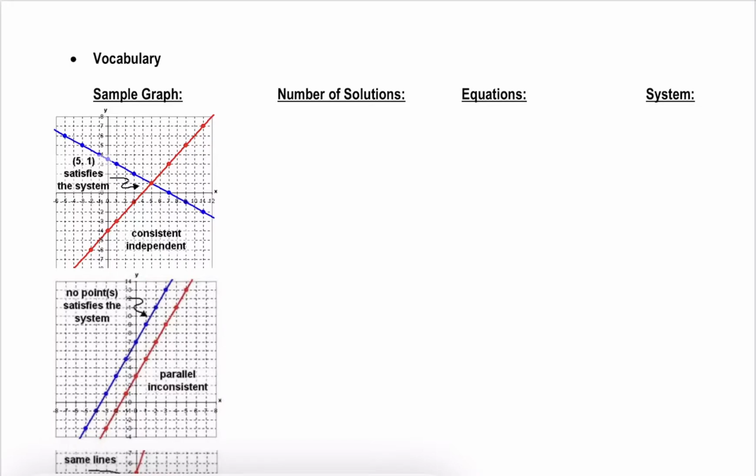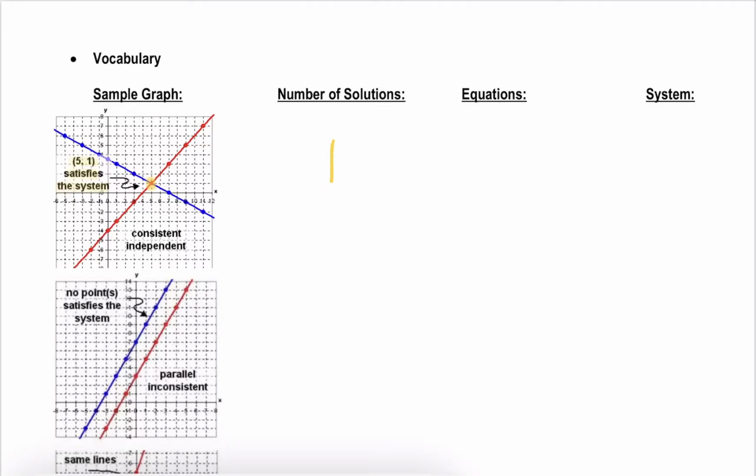So the first thing I want you to notice is in the first situation, this is what we saw last time in our opening examples. And that is that the two lines crossed at exactly one point. So in that situation, there is exactly one solution. So what we say in this situation is that the equations themselves are independent.